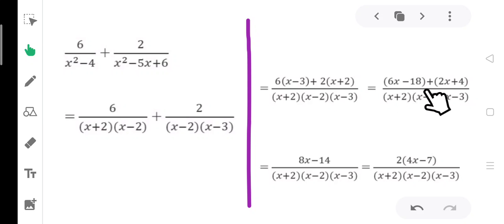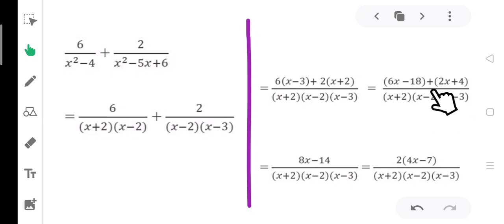Then combining like terms by addition, so we have 6x plus 2x, that is 8x. Negative 18 plus 4, that is negative 14. Since if we're going to add numbers with opposite signs, we are going to subtract them. So that's the rule. Okay.